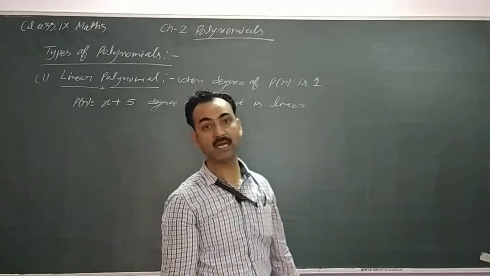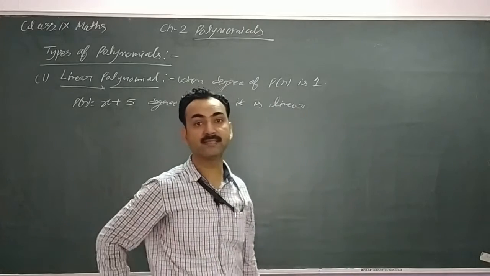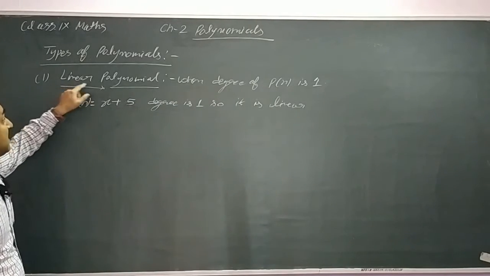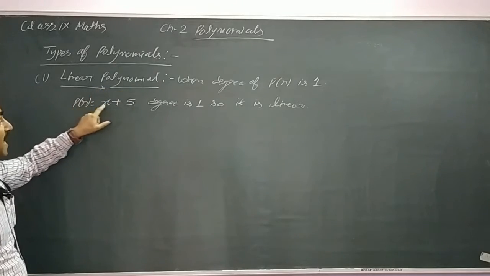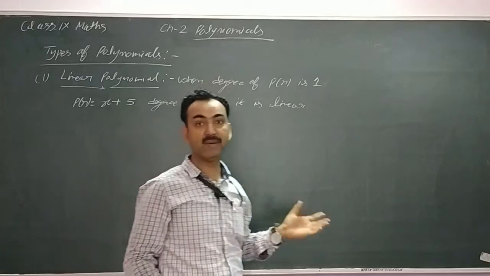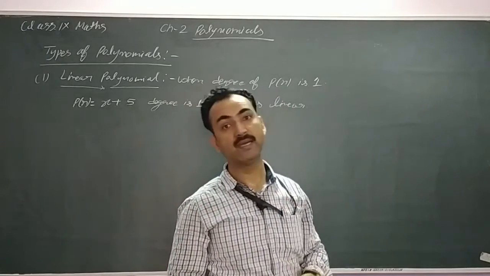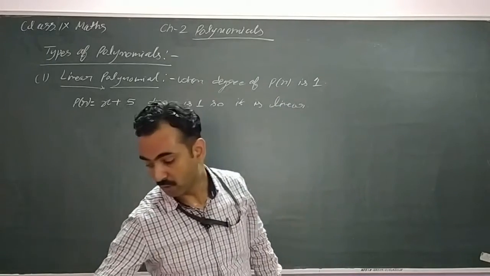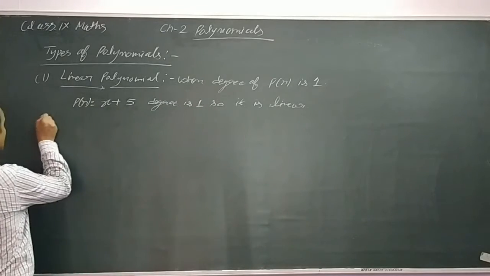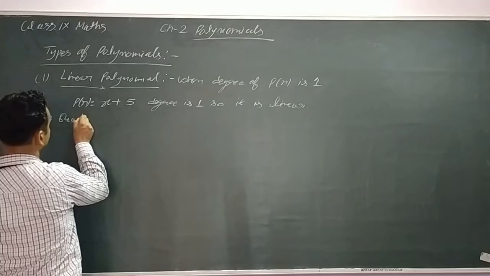And you should remember the graph of a linear equation is always a straight line. So you have to remember that linear polynomials are x + 5, y + 5, t + 5, a - 5. It means you have to check that the power of the variable should be 1, only 1. Now second, quadratic polynomial.